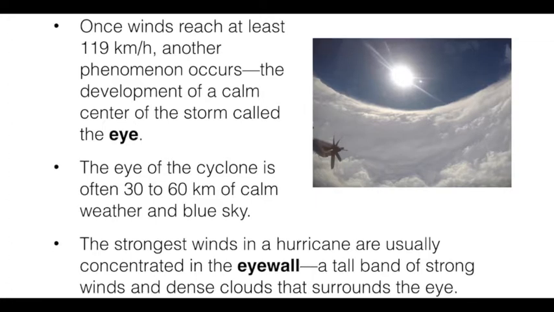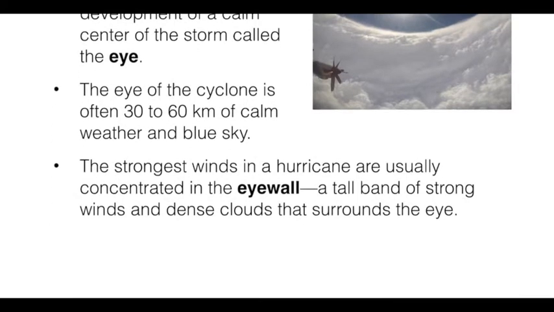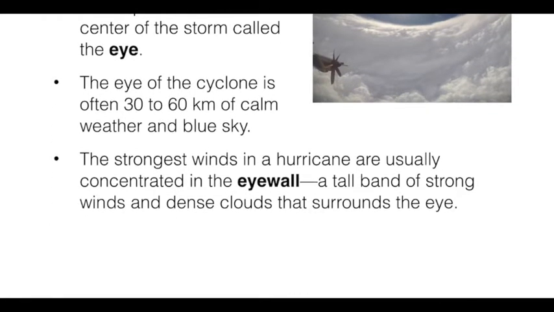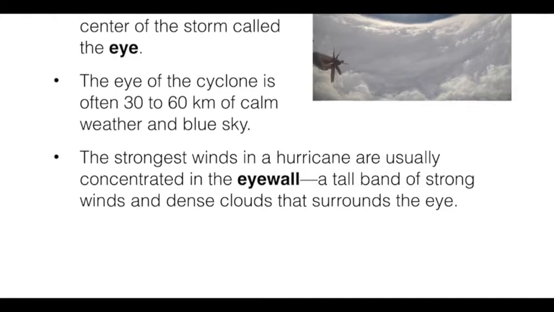So the fastest winds are towards the inside. The inside is spinning, and that is the eye wall. And it's strong, dense clouds and very, very high winds.